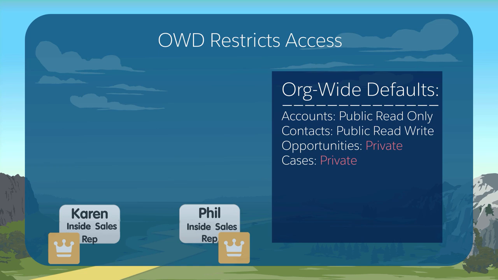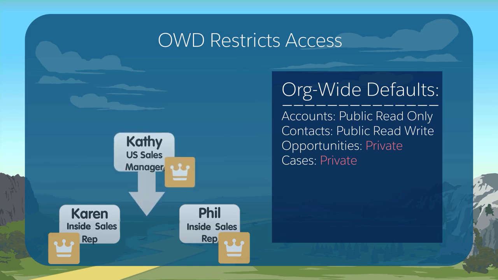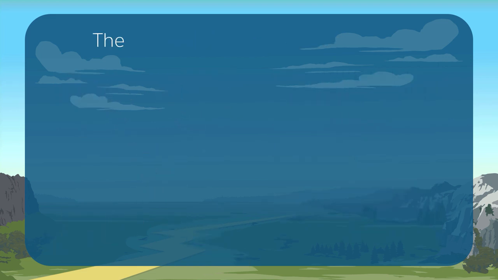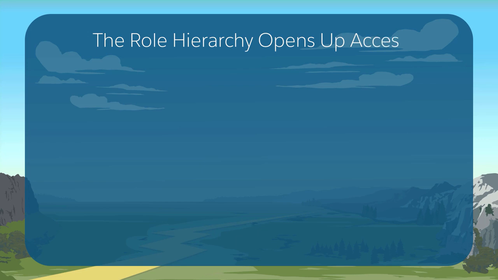However, at AW, the sales managers need to see opportunities that their teams are working on, so they can run reports and analyze the sales pipeline. Sales operations work on opportunities with both the inside sales reps and the managers, so they need to see all opportunities. You can use the role hierarchy to open up record access when the org-wide default is set to anything more restrictive than public read-write.